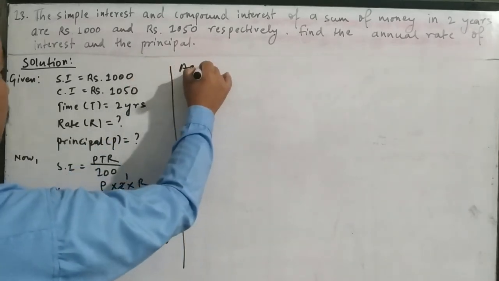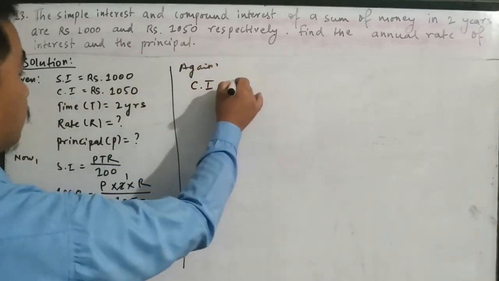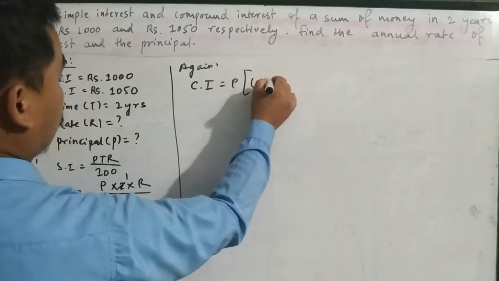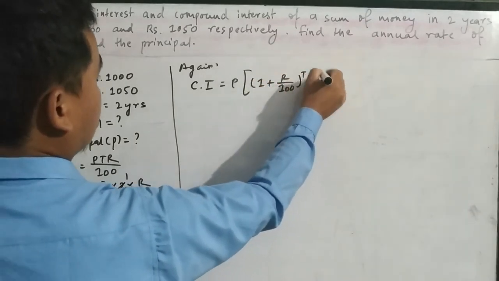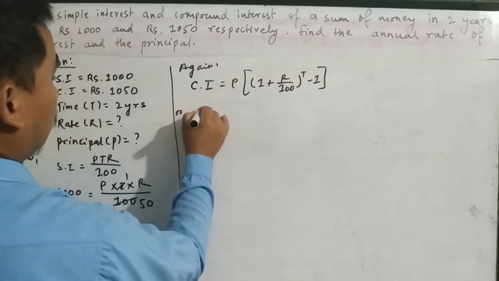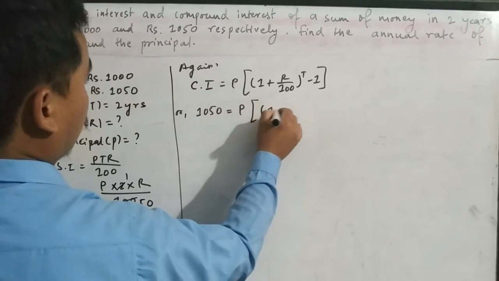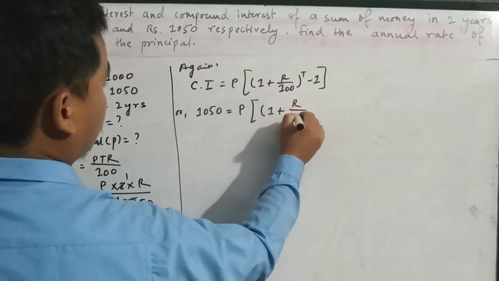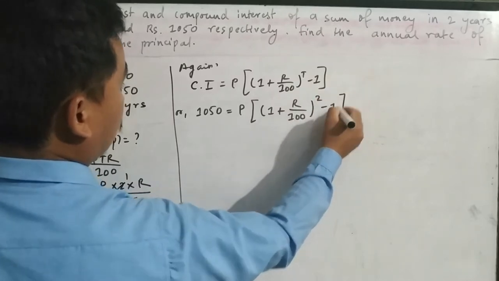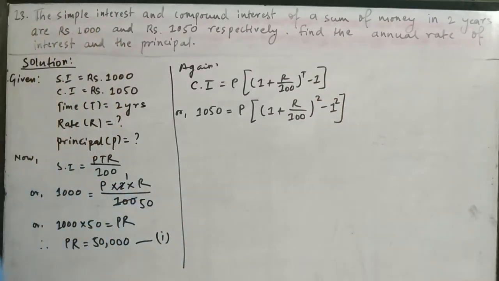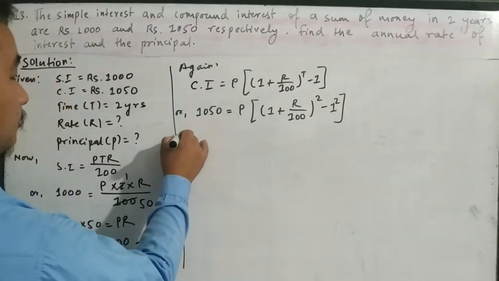Again, now let's use the compound interest. Compound interest equals to p into (1 plus r by 100) whole power t minus 1, or 1050 equals to p into (1 plus r by 100) whole power t, t is 2, minus 1. 1 can be written as 1 square. It forms a square minus b square form.